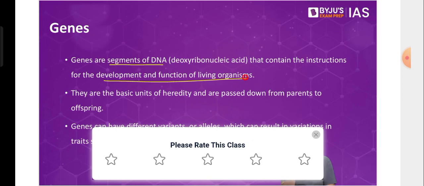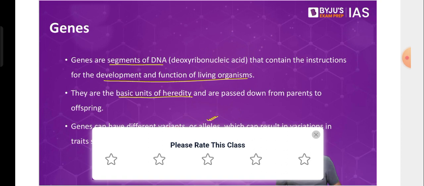So all these are properties, right? All these are characteristics that are genetic in nature, that are carried on from one generation to another. So genes are nothing but a set of DNA together which perform a specific function, which have a specific characteristic in us. So that will be called genes. That's why they are called the basic units of heredity, and they are passed on from parents to the offspring. And there are various different variants, called alleles, which can result in variations in traits such as eye color, hair color, height, etc.